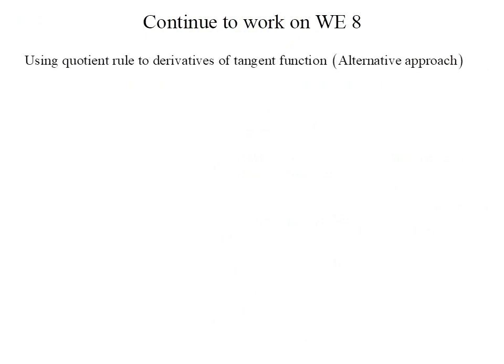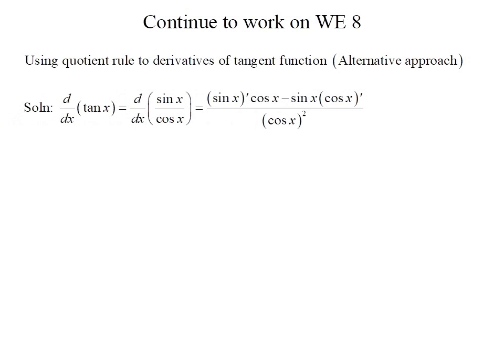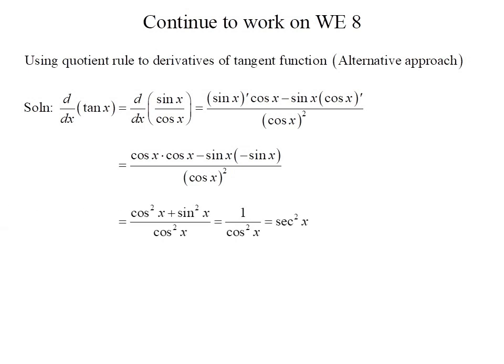Here we continue to find the derivative function of tangent x, using the quotient rule as an alternative approach. According to the quotient rule, the derivative of tangent x equals the derivative of sine x times cosine x minus sine x times the derivative of cosine x all over the square of cosine x, which can be simplified to the square of cosine x plus the square of sine x all over the square of cosine x, which is the square of secant x.